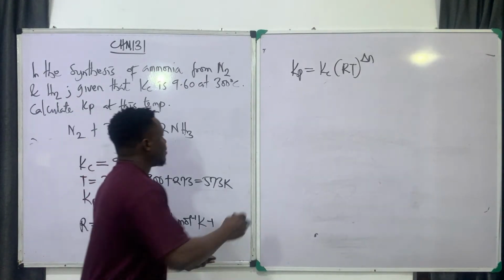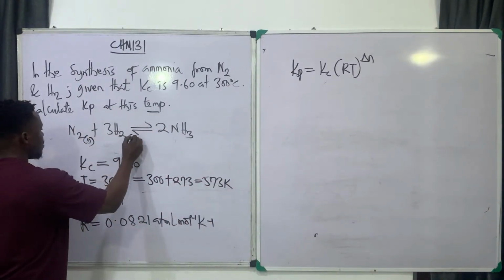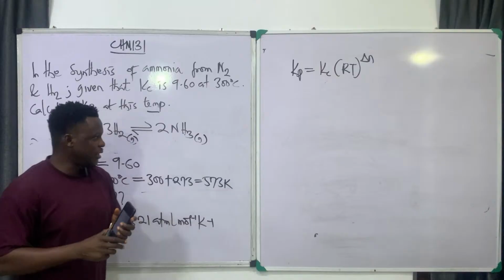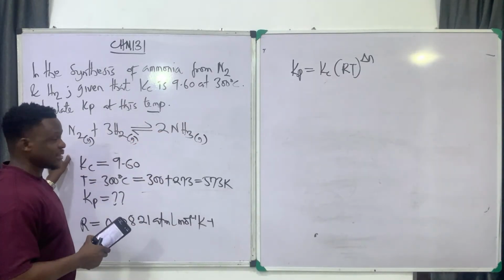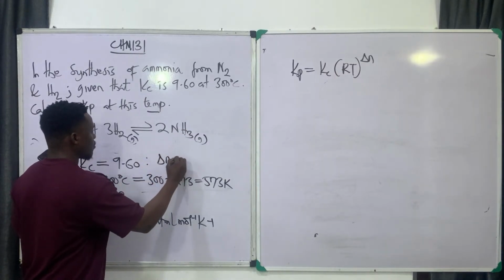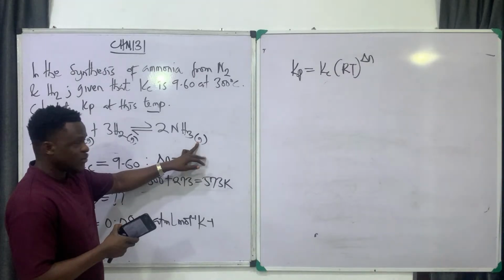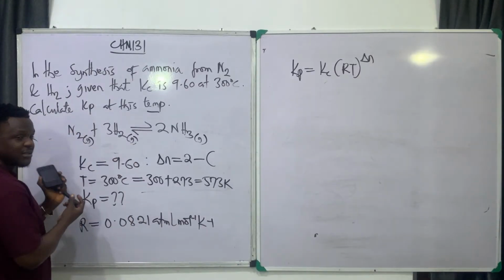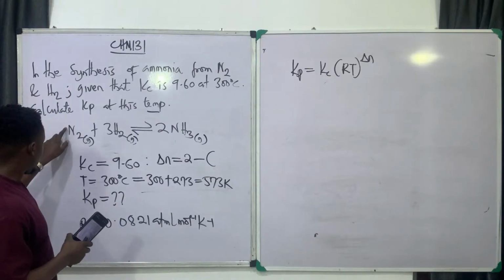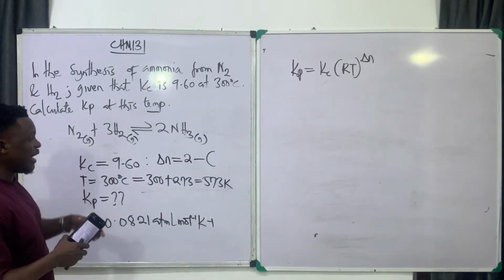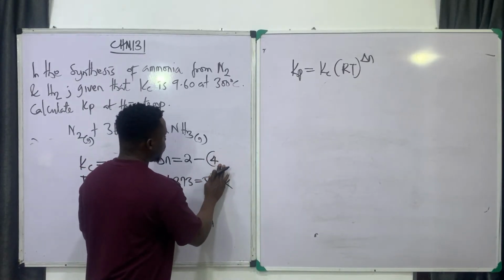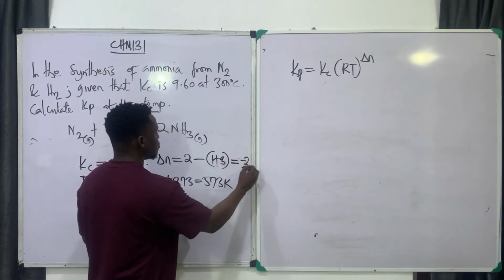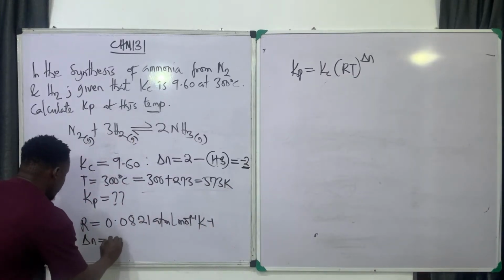Now, our delta n, class, this is gas. Now, how do we get delta n? Delta n is the difference between the gaseous moles of product and that of the gaseous reactants. So our delta n will be, the product is a gas. What is the mole? 2. Minus, the reactants are all gases. What are the coefficients? 1 for the nitrogen, 3 for the hydrogen. So that becomes 4. How do we get the 4? 1 plus 3. So 2 minus 4 is minus 2. So our delta n equals minus 2.